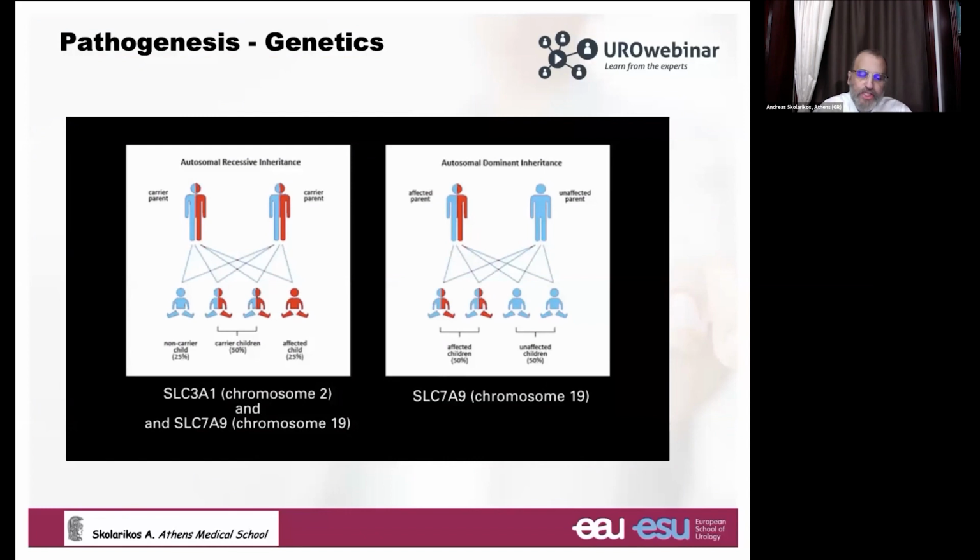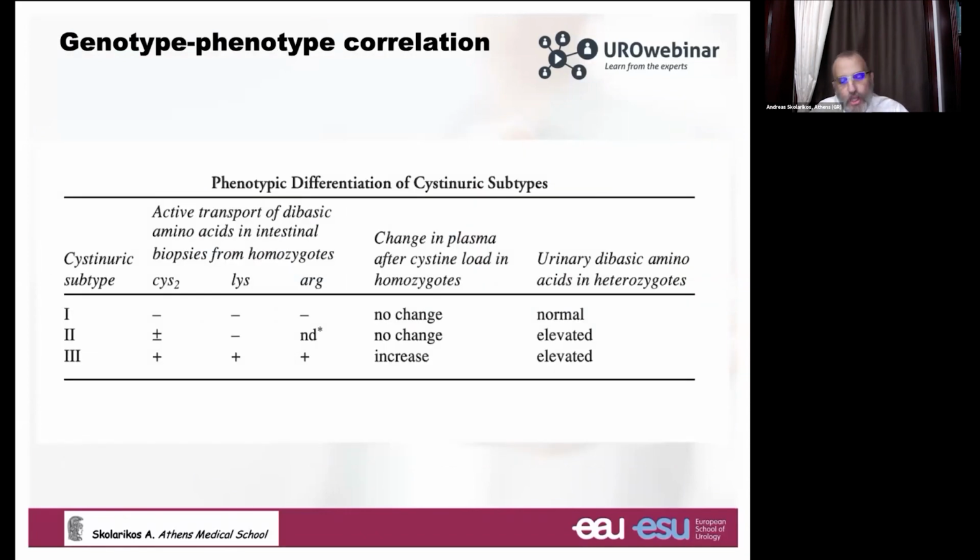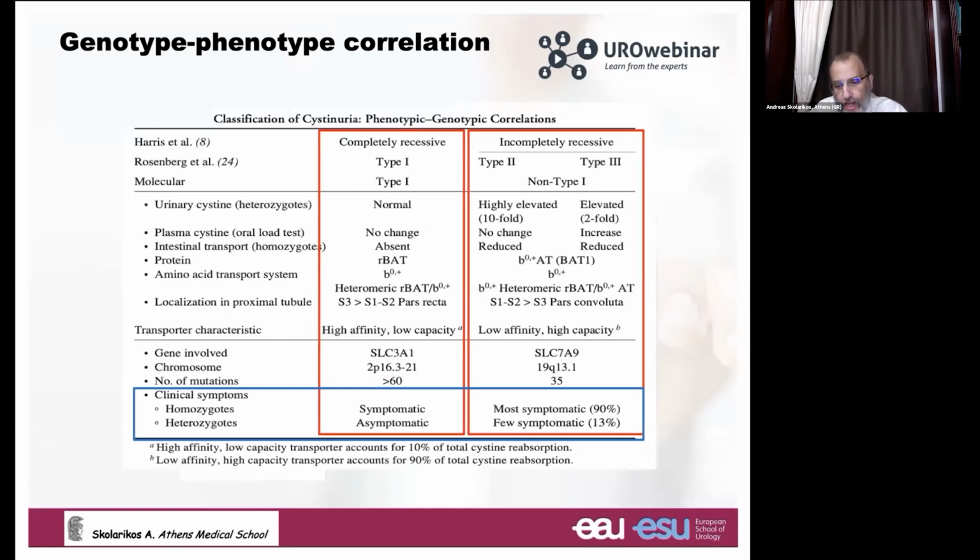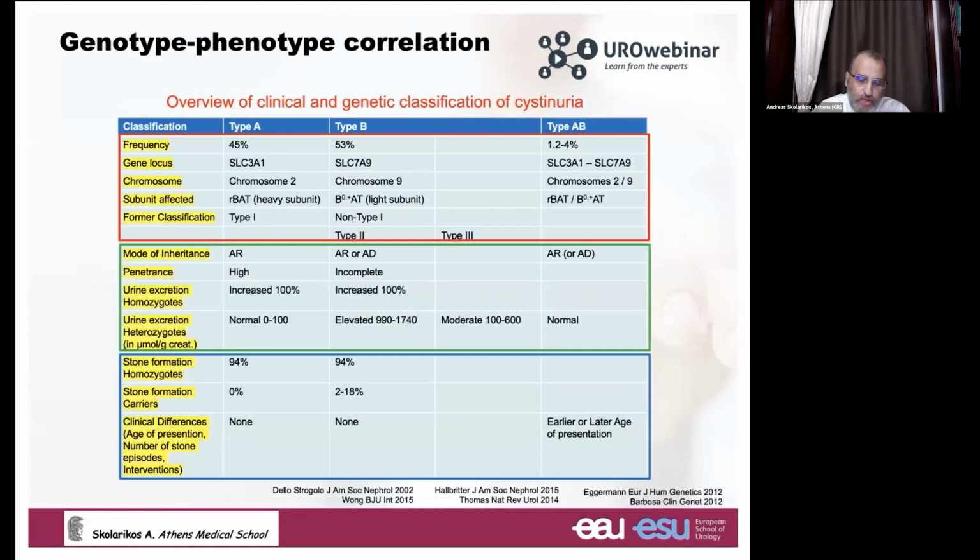The main question in cystinuric patients is whether there is a difference between different genotypes and the patient's phenotype. The old classification of cystinuria was the one described by Rosenberg, classifying the disease in type 1 and non-type 1, and the patients in homozygotes, which were symptomatic, and heterozygotes, which were asymptomatic. The new classification, however, recognizes three types, type A, B, and AB, accounting for 45, 53, and 1 to 4% of the cases respectively. The classification is based on the gene responsible for the defect.